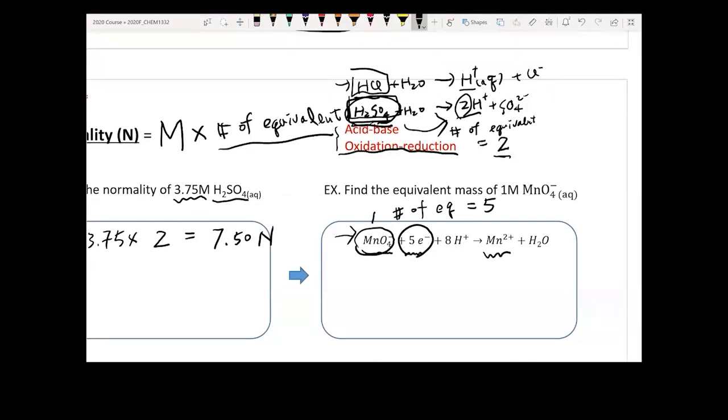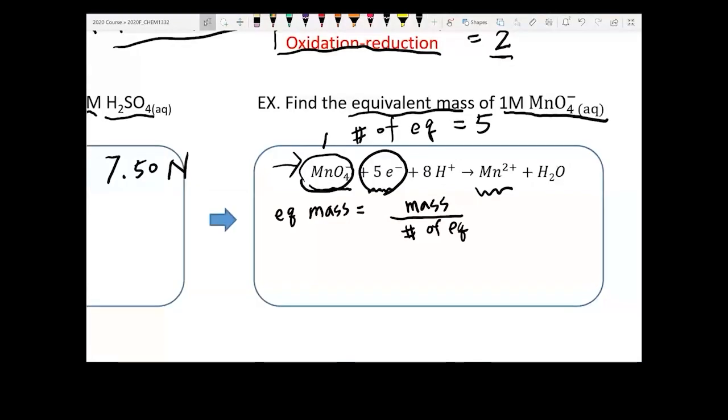The question here is asking you to find the equivalent mass of this. First you need to know the definition of equivalent mass. The equivalent mass is equal to the mass of the target species divided by the number of equivalents. You have 1 N of this solution. We assume there's 1 liter. That means you're going to have 1 mole of MnO4 minus. Then you check the molecular weight of this species.